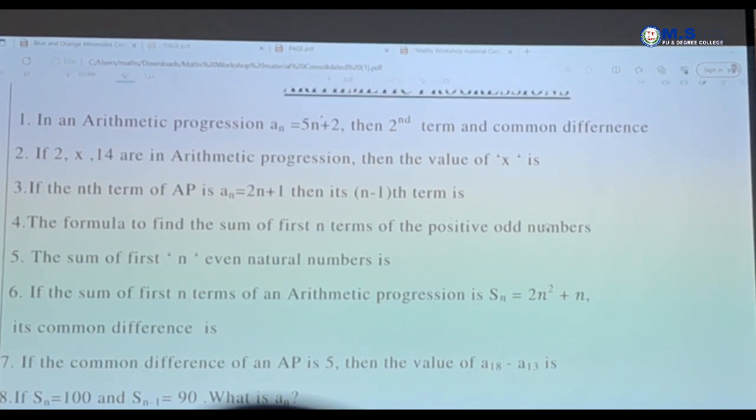What is the sum of 5 odd numbers? What is the sum of n odd numbers? It is n square. What is the sum of 5 odd numbers? It is 5 square, you get 25. What is the sum of the first 10 even numbers? Try to solve, don't imagine. It is n into n plus 1. 10 into 10 plus 1. It is 110.